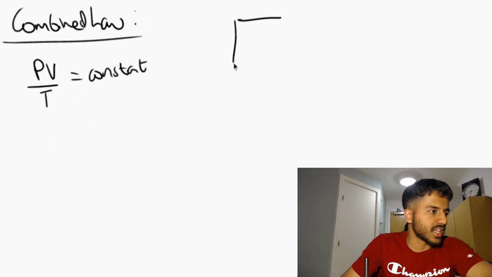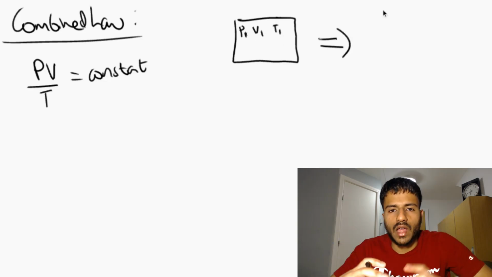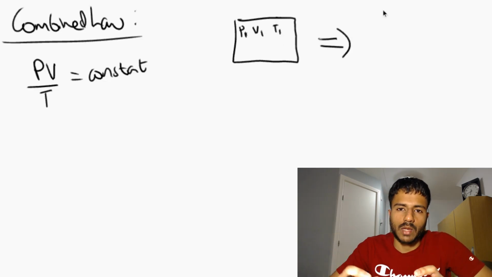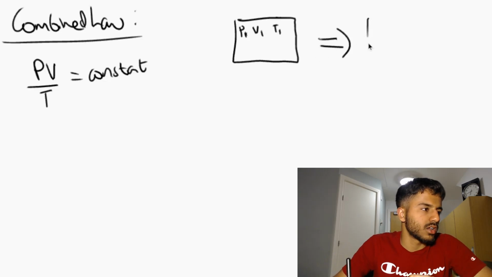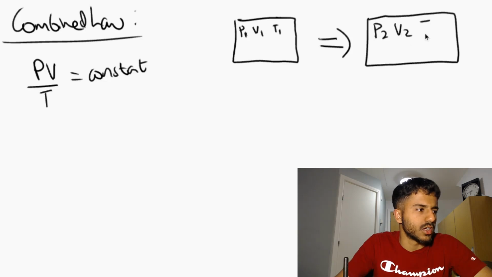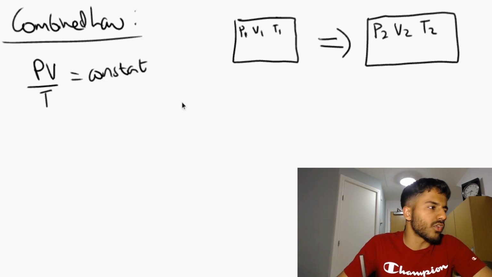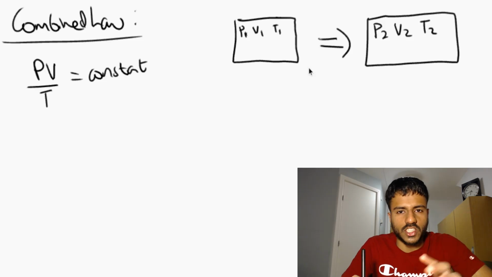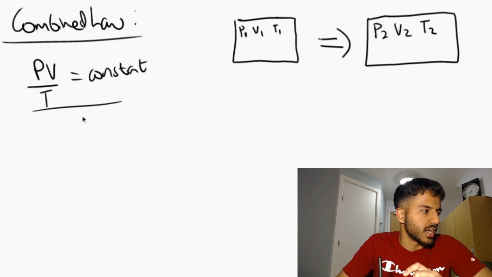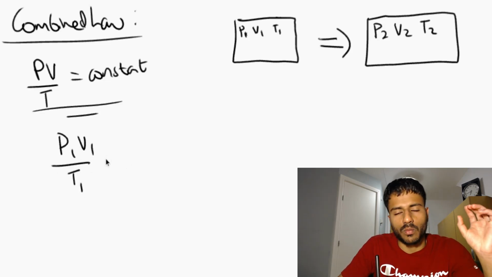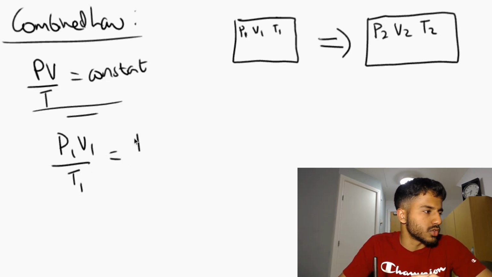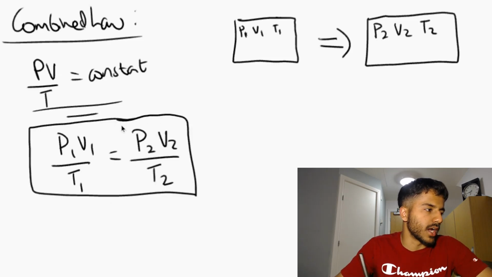So let's say we had a gas here at a pressure P1, volume V1, and temperature T1, and without allowing any gas to escape or enter the chamber, we alter the pressure, the volume, and the temperature. We'll find out that the relationship between these two conditions follows this equation here. So that means that P1 V1 over T1 is equal to some form of constant, which means that it's also equal to P2 V2 over T2. So this here is our combined gas law.